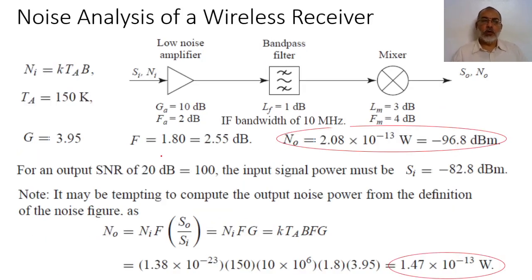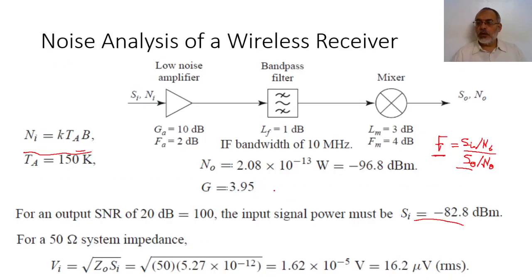If we do this, we find that, okay, if the noise figure is 2.55 dB, or in ratios it is 1.8, we can say the output noise is the input noise multiplied by the noise figure multiplied by the output signal or the output power over the input power. This is actually coming from the definition here. Here we say that the noise figure equals the signal input over noise input over signal output over noise output. So we can arrange it as follows.